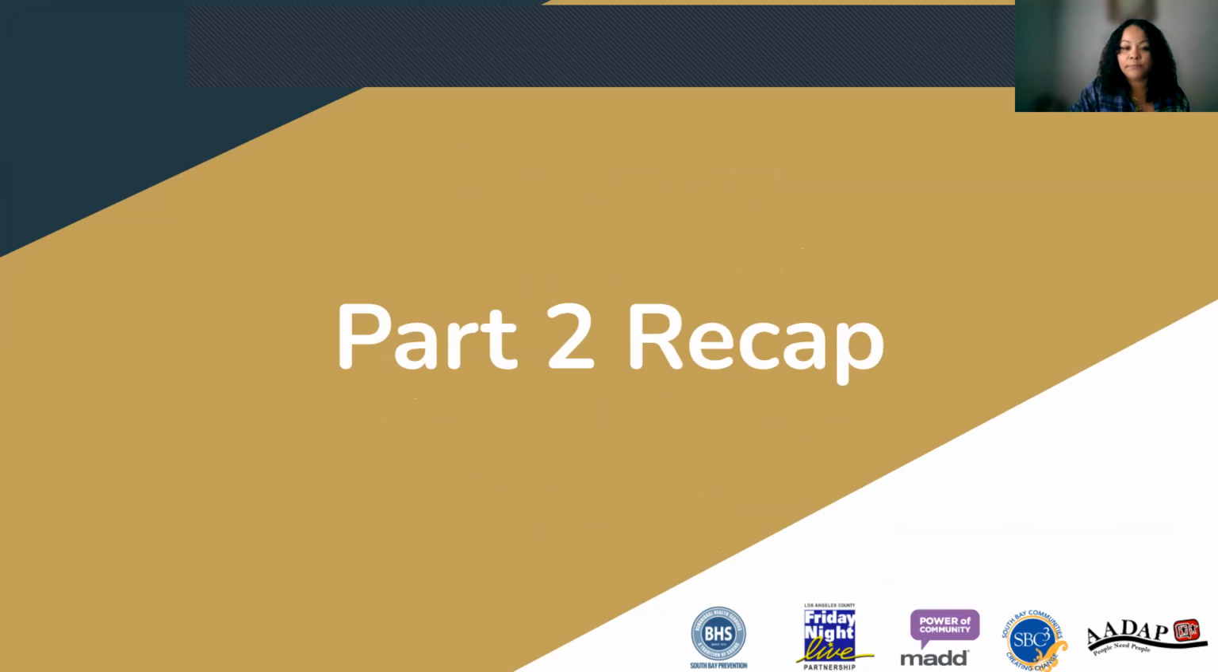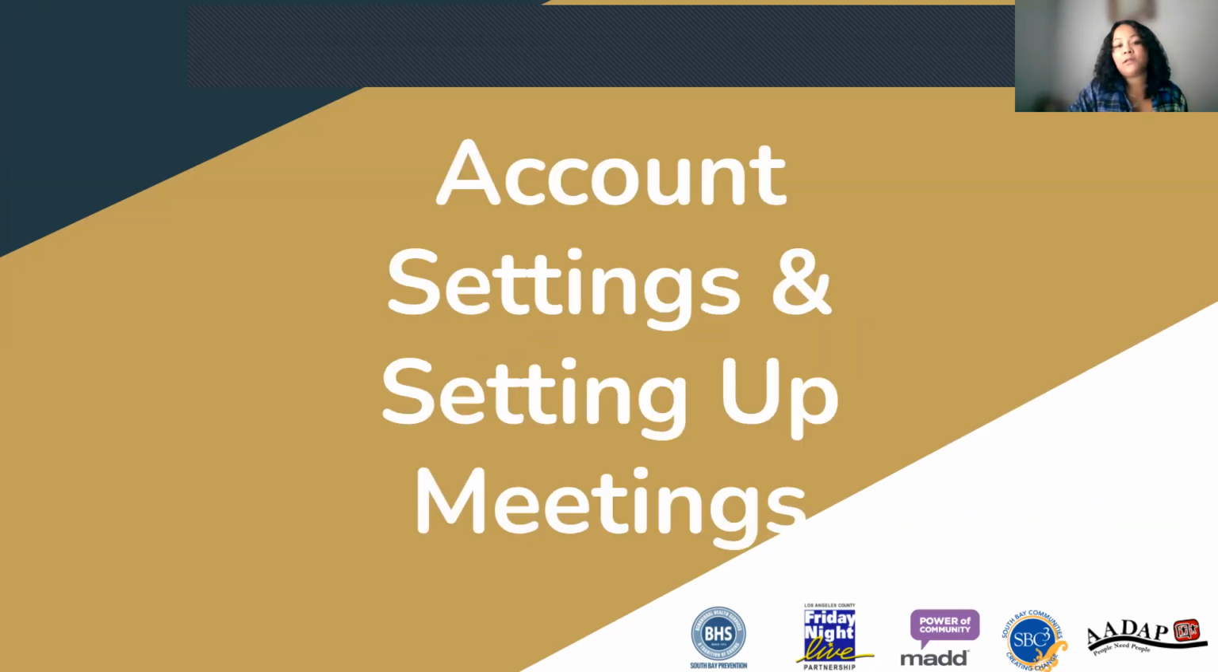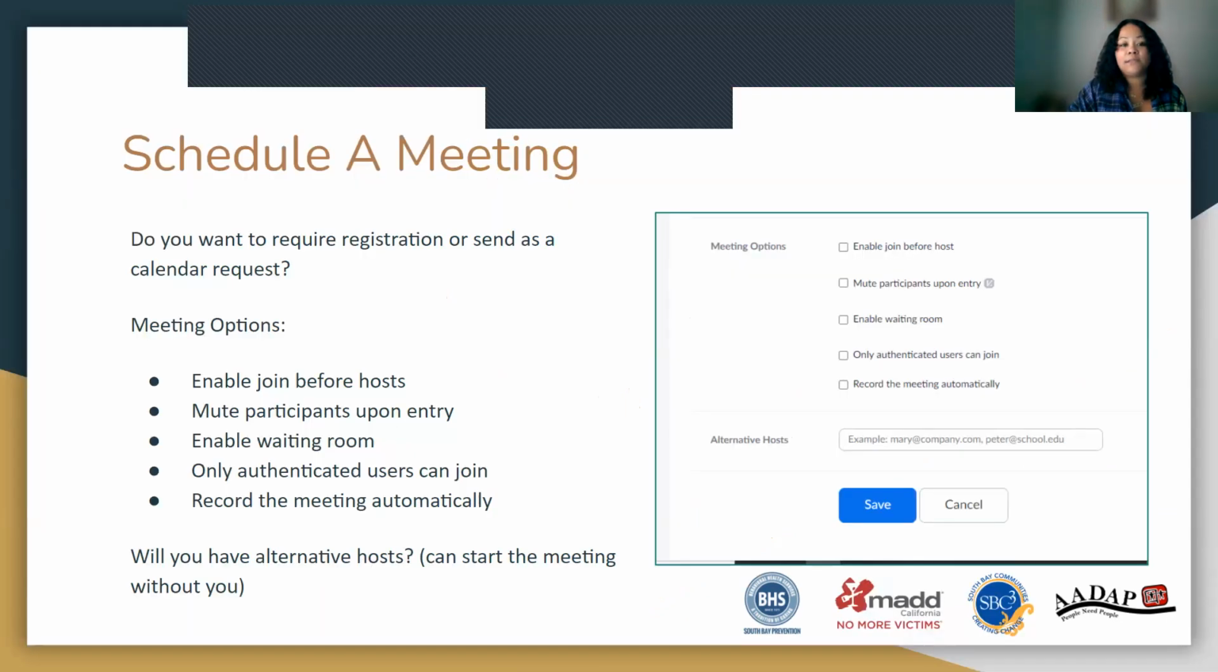So let's see. Okay, so part 3, we talked about account settings and setting up meetings. So when it comes to scheduling a meeting, we talked about, do you want to require registration or do you want to send as a calendar request when it comes to scheduling a meeting? We talked about some meeting options, which are enable join before host, enable waiting room where you can have participants wait in a waiting room until you're ready to start your meeting. You can also record the meeting automatically, also in your settings options.